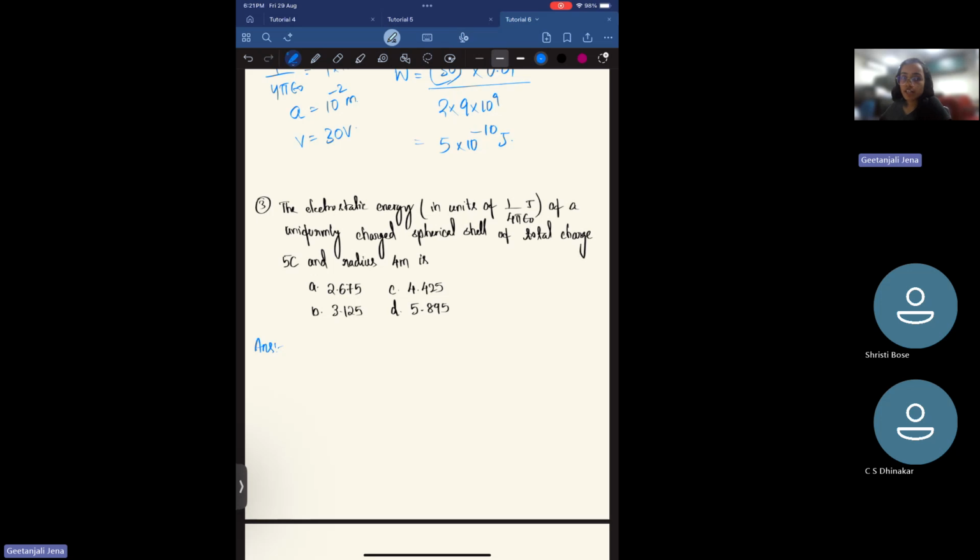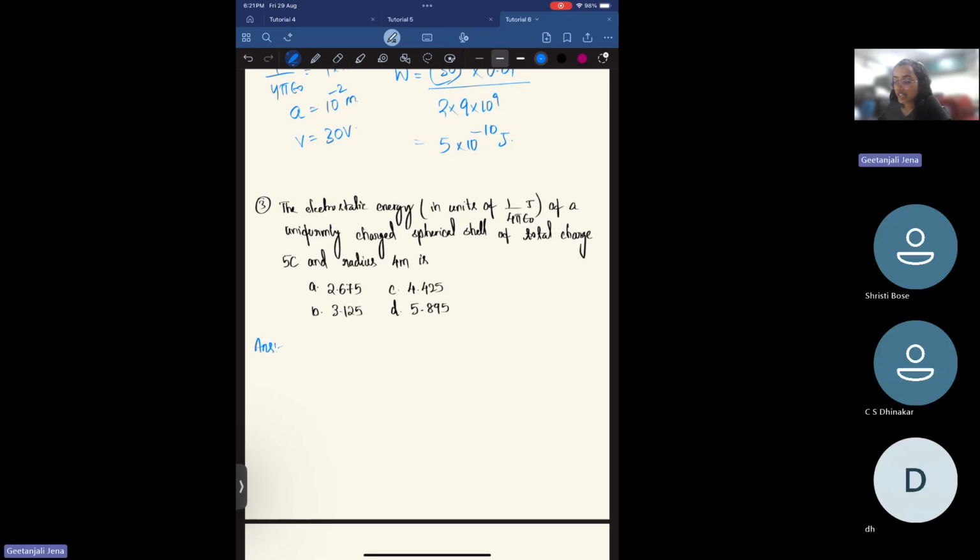So you need to find out what is the electrostatic energy of a uniformly charged spherical cell, which is a total charge 5 coulomb and radius is given, it is 4 meter. So what will be W for this case in terms of units 1 by 4 pi epsilon joule. 4 options are given. A is 2.675, B is 3.125, C is 4.425, and D is 5.895.